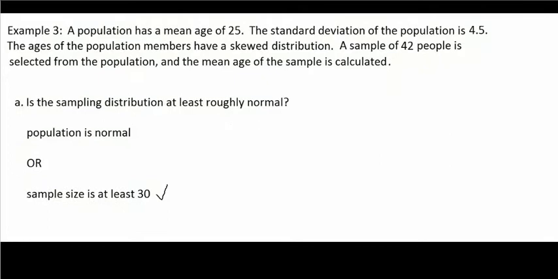Now, let's look at one more situation. Now we have a population with a mean age of 25. The standard deviation is 4.5. And the population members are actually skewed. So the population isn't a normal distribution or a bell shape. And a random sample of 42 people is being selected, and the mean age of the 42 is being calculated.